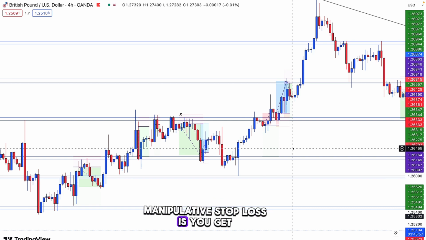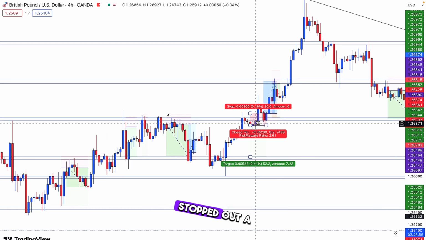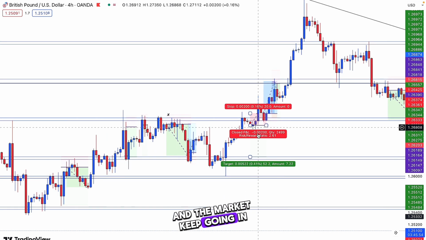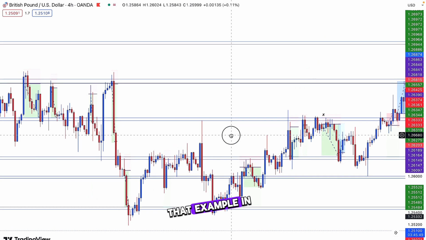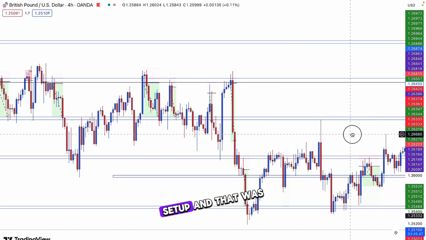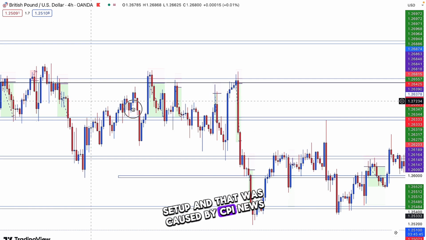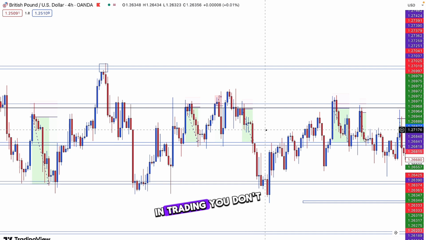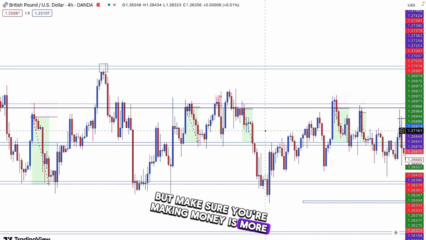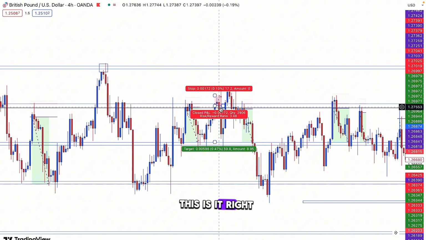Manipulative stop loss is you get stopped out a bit and the market keeps going in your favor. I'm going to be showing you that example in one of my setups, and that was caused by CPI news that day. In trading, you don't need to hide anything. If you lose, you lose. If you make money, you make money. But make sure your making money is more than your losses. Exactly, this is it right here.